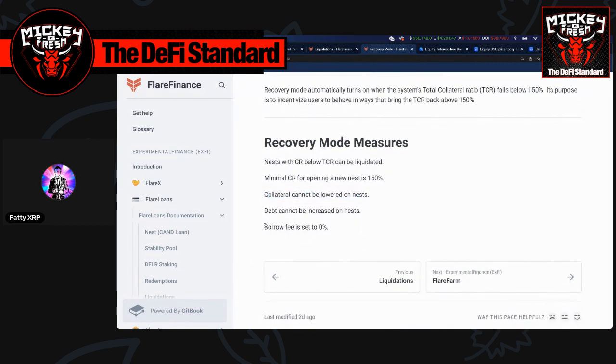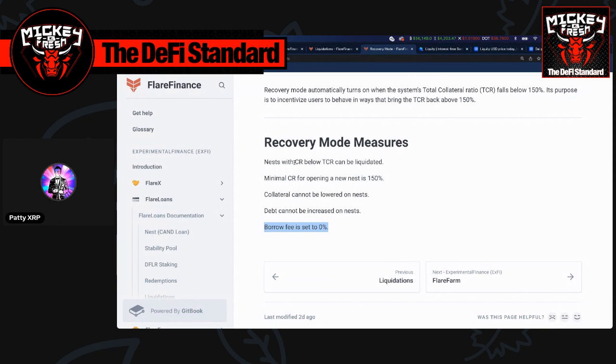Also, the last part is the borrow fee is set to 0%. And I think the idea here is to incentivize people to take out loans with really high collateral ratios. So that could also help bring the TCR back above the 150% level.